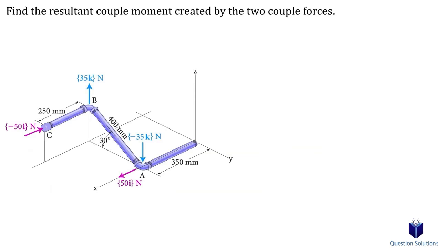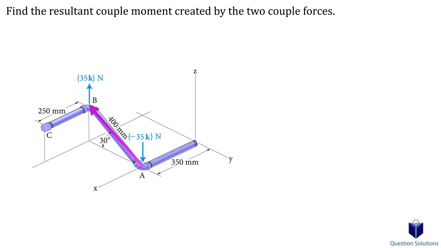Let's take a look at one last example where we have to express the resultant moment created by four forces affecting the pipes. So the way to solve a problem like this is to figure out the couple moment created by each of the pairs of forces. Let's look at upwards forces first. To find the couple moment, we need a position vector from A to B or B to A. I'm going to pick A to B.